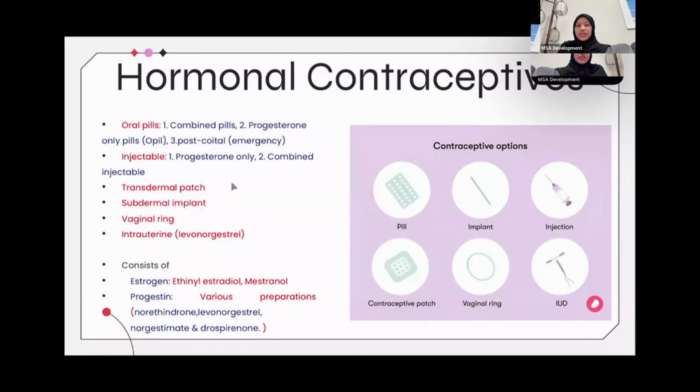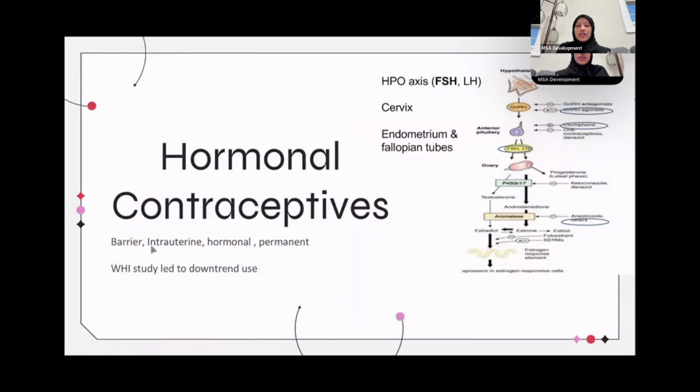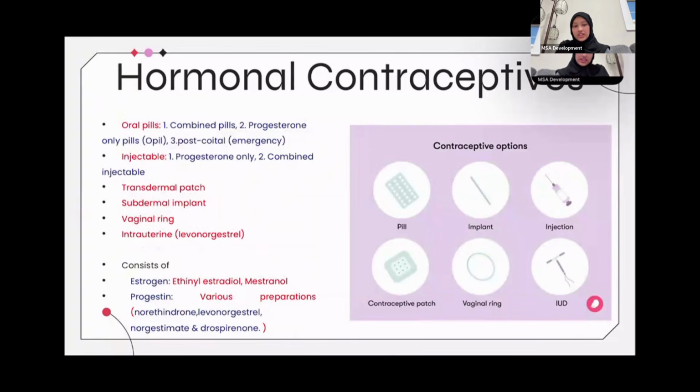So this is the implant, for example. The patch is on the skin. The vaginal ring is a ring that the woman places inside the vagina. It releases a hormone that will stop fertilization from happening or the sperm from going upwards. Intrauterine, which is this IUD, an intrauterine device that is hormonal. Levonorgestrel is a type of progesterone, so it's a hormonal IUD. This one, the intrauterine copper, is not hormonal. It's just an irritant, but it's very effective. In stopping fertilization, here we are only talking about hormonal. So pill, implant, injection. This is the contraceptive type.